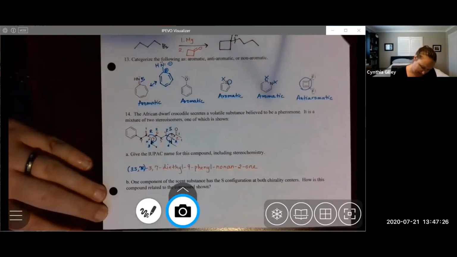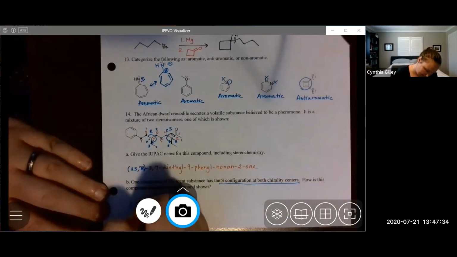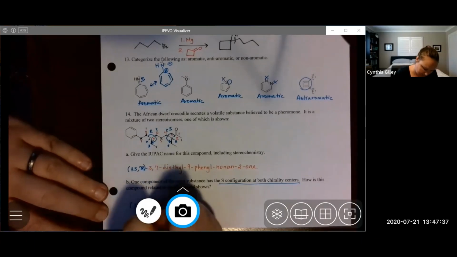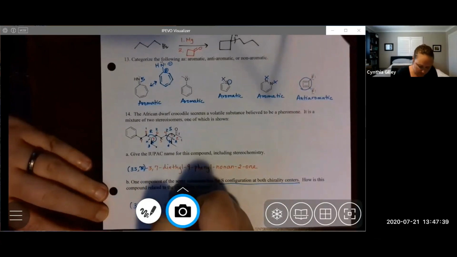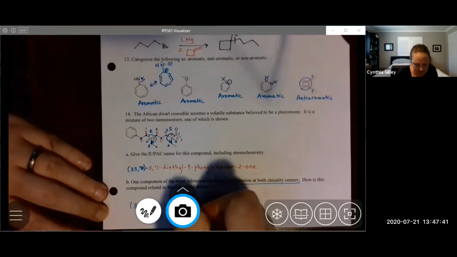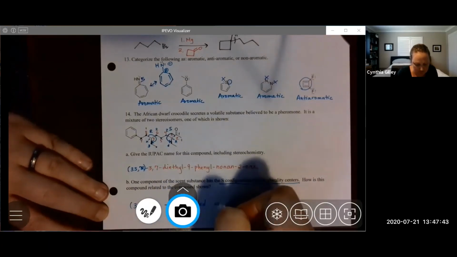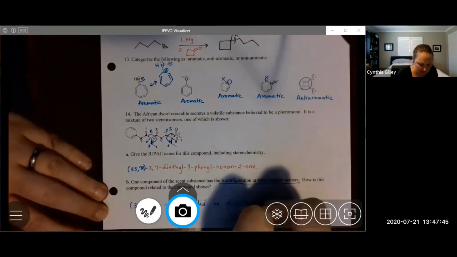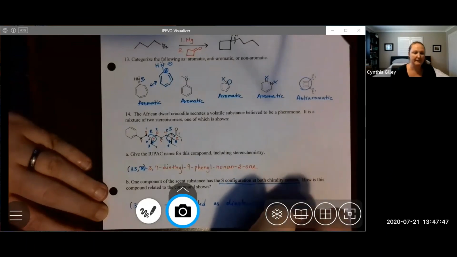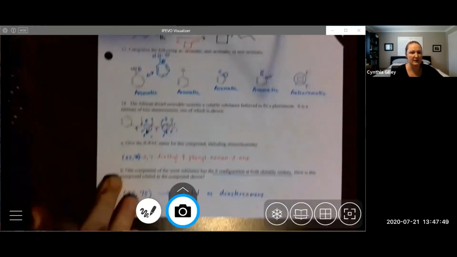So it says 1 has S configuration at both chirality centers. How is it related? So that would be the 3S, 7S. And these are related as diastereomers because they have one of the stereocenters the same and the other one opposite. You can't see that very well, sorry about that.